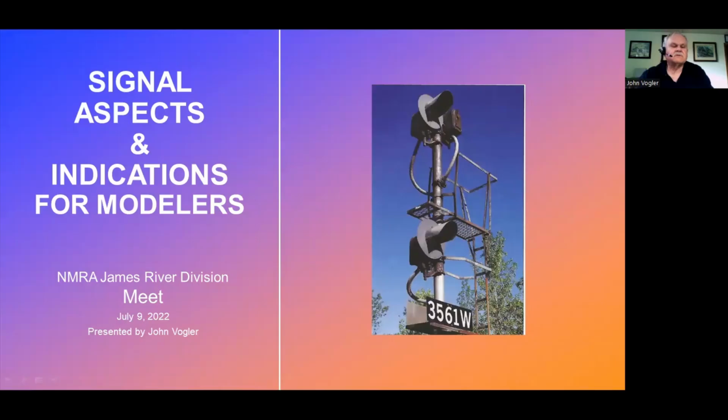Full disclosure, I gave this clinic back last July to the JRD when they had a meeting here in Lake of the Woods. But it's a follow-on to a clinic I did back at the joint JRD Potomac Minicon in November of '21, where I got into what signals are. So let's move right along here.